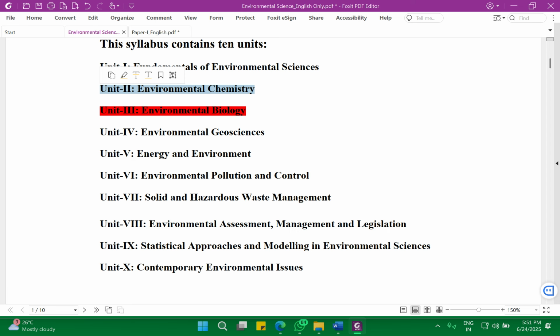14 to 18 or 16 questions may come from this environmental chemistry. Even half if you score, you can able to easily achieve the JRF. So try to focus on the subjects rather than try to reading all, right?